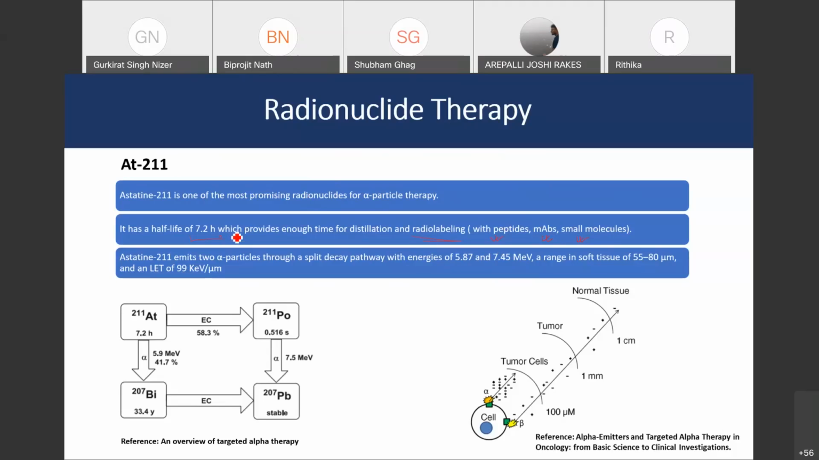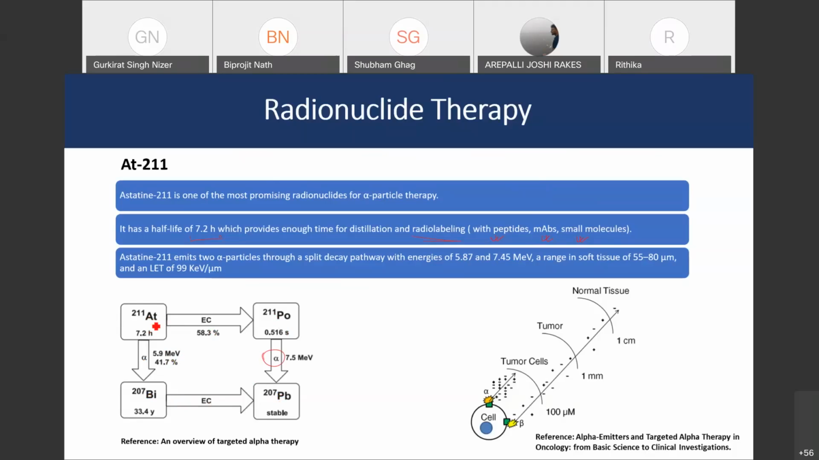And the most promising part of this astatine is that it emits two alpha particles through a split decay pathway. So what actually goes on over here is that astatine can decay to bismuth-207 by emitting an alpha particle, which has energy of 5.9 MeV, and through electron capture, this astatine can go to polonium-211, and it can decay again to lead, which is more stable, by emitting an alpha particle. And again, this bismuth can go to lead-207 through electron capture.